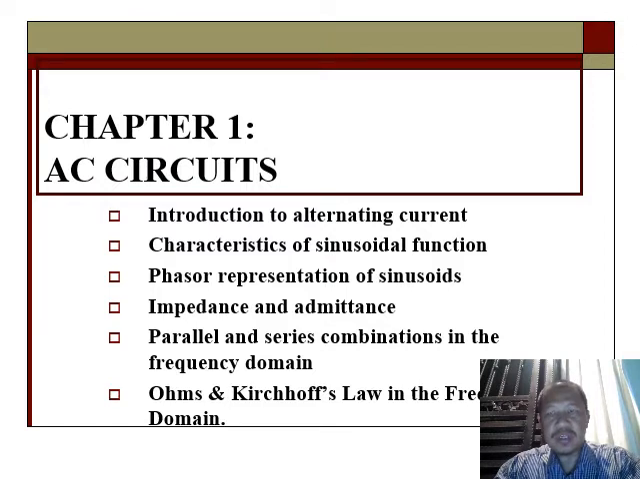Today we will do revision for chapter 1, AC circuits. So this chapter 1, introduction to AC circuits, comprises introduction to AC, characteristics of sinusoidal function, phasor representation of sinusoid, impedance and admittance, parallel and series combinations in the frequency domain, and Ohm's and Kirchhoff's laws in the frequency domain.